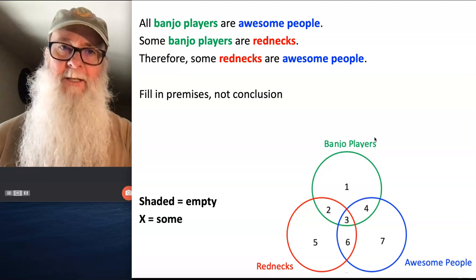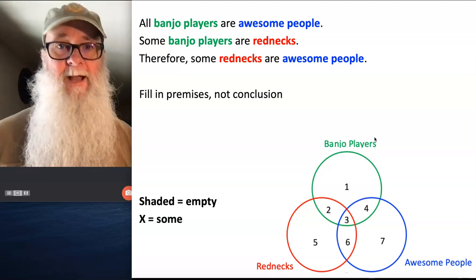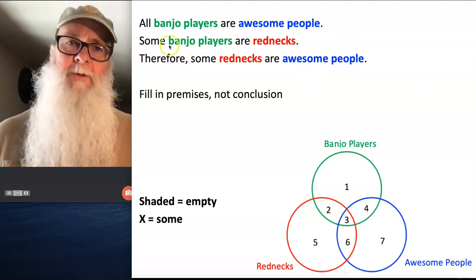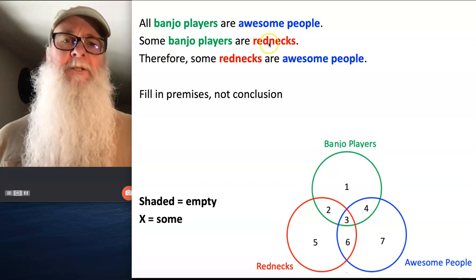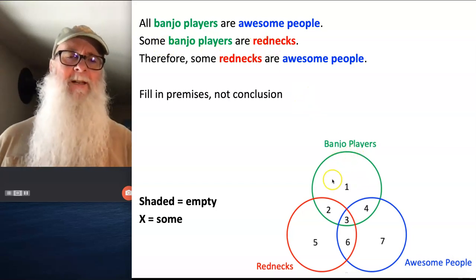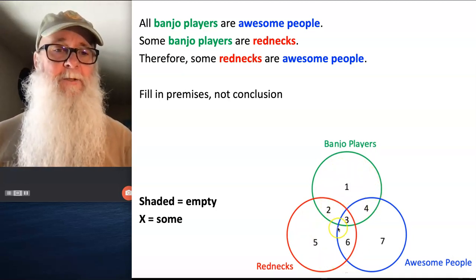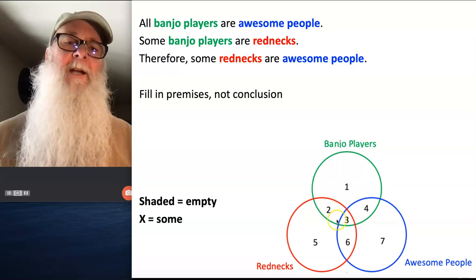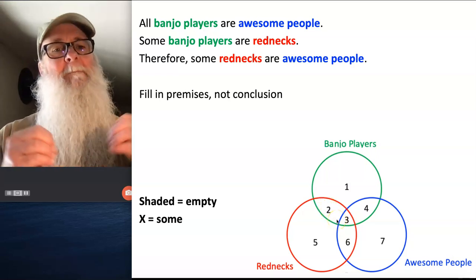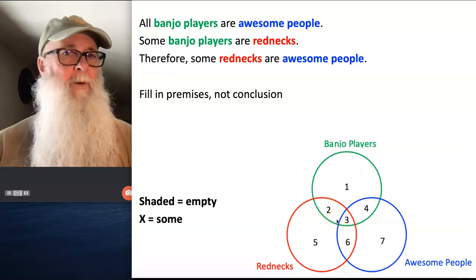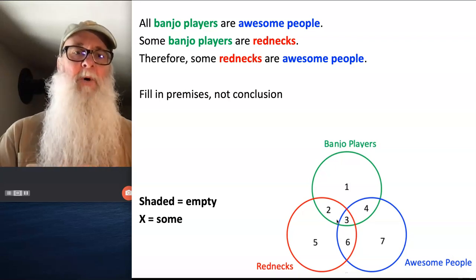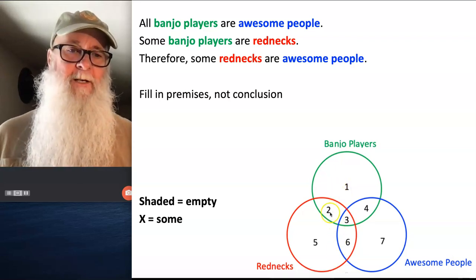There's one exception to that though, and this is something worth writing down. Let's just say I chose to start with the second premise here, some banjo players are rednecks. I have to come down to here to my Venn diagram, locate my banjo player circle, locate my redneck circle, and figure out where there's an area where there could be something that is a member of both of these categories. Where would there be something existing in both of these buildings? And you might, of course, point to area 2.